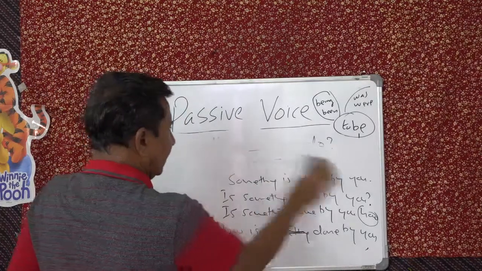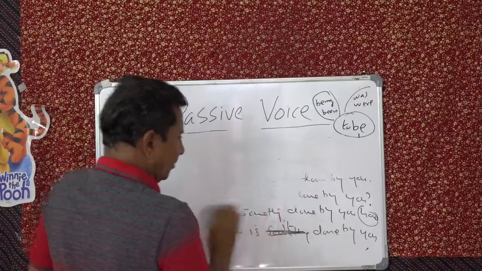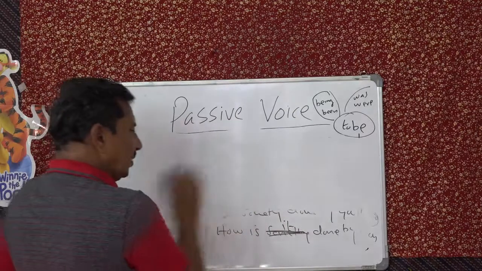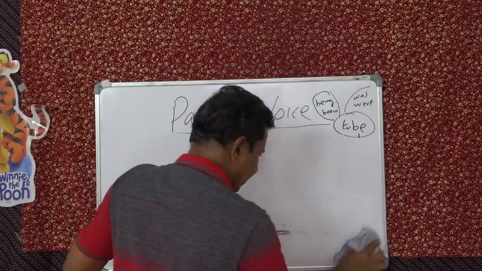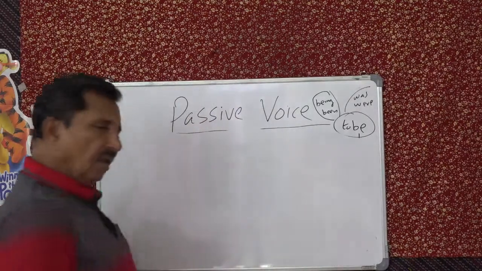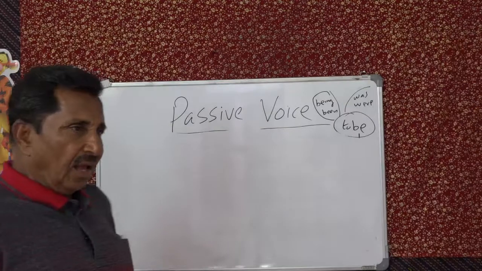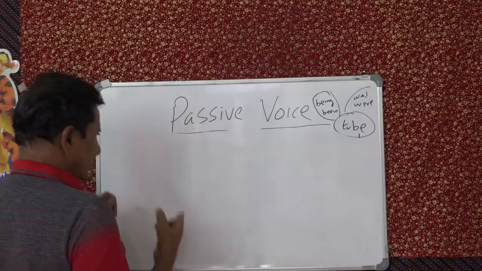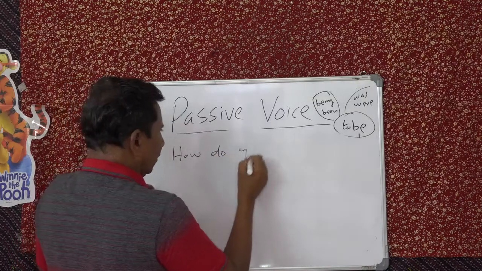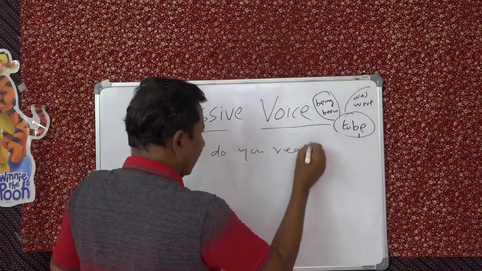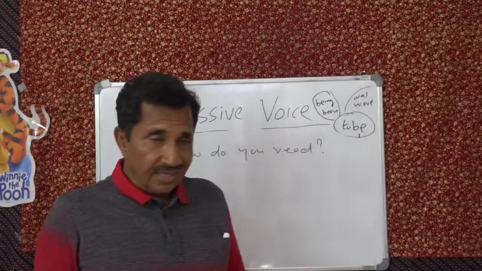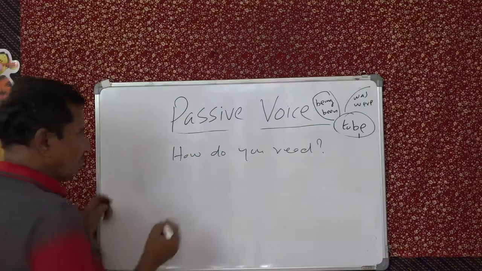Then I hope you have understood this change. But do makes a problem. Okay, then let's take another sentence with how, guys. How do you read? How do you read? You can read many ways. Loudly, or you can use silent reading. Is that okay? So what do you do now?